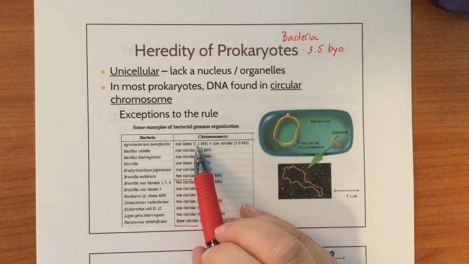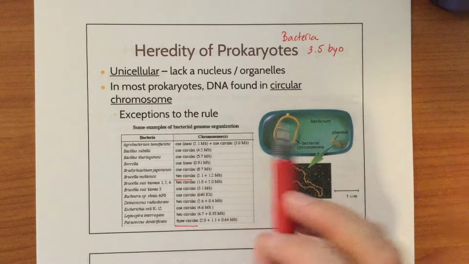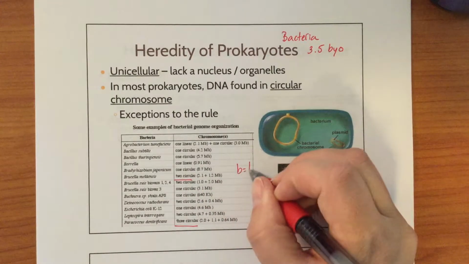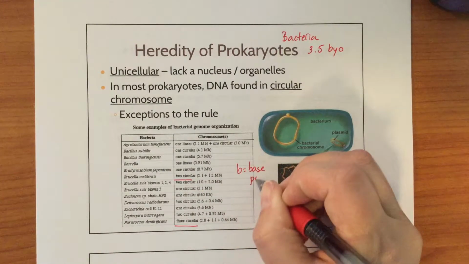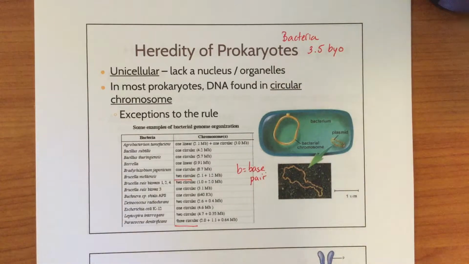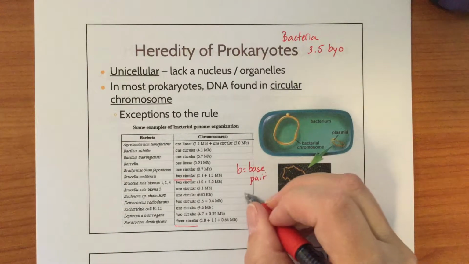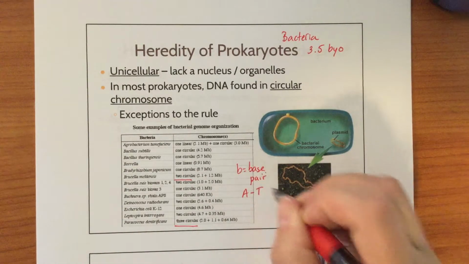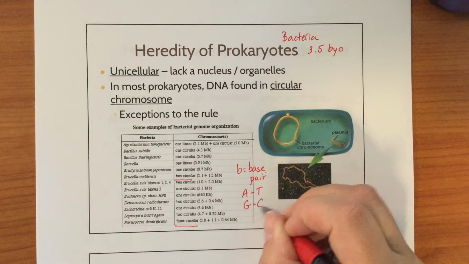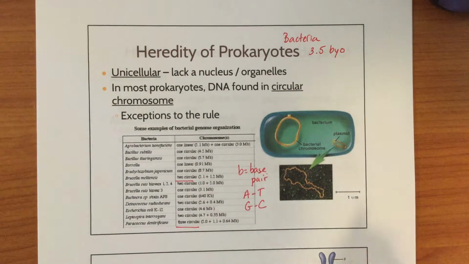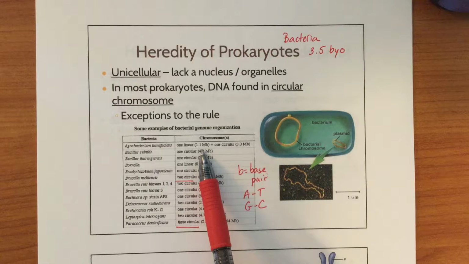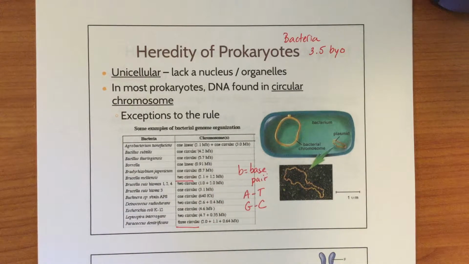The numbers that you see here, 2.1 MB, the B stands for base pairs. So base pairs are the numbers of bases that you would find. So I think you remember that A and T is a base pair and G and C is a base pair as well. So we're talking 2.1 million base pairs. So they're still really long, nowhere near as long as a eukaryotic cell, but nonetheless kind of important.